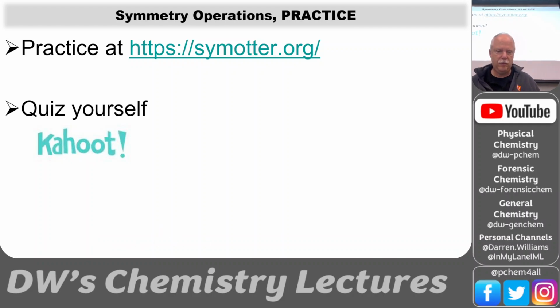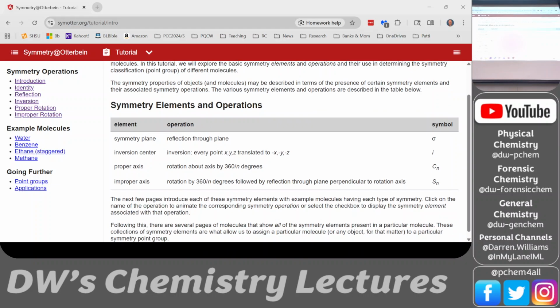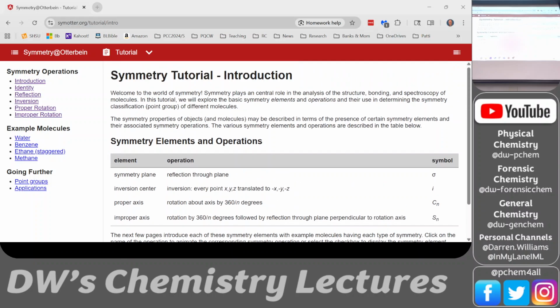Okay, so I'm going to go here. I'm just making sure that the video is capturing this. Okay, so we have the Symmetry website. I'm going to have to run it sideways because I can't see my mouse. And so here are our symmetry elements, and we're going to play around with these.